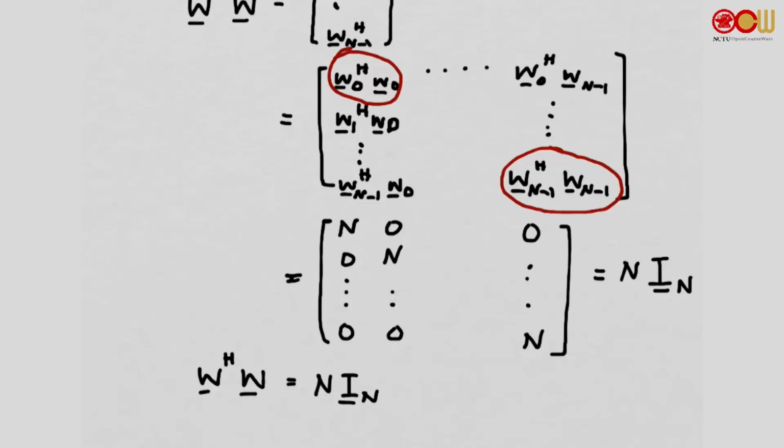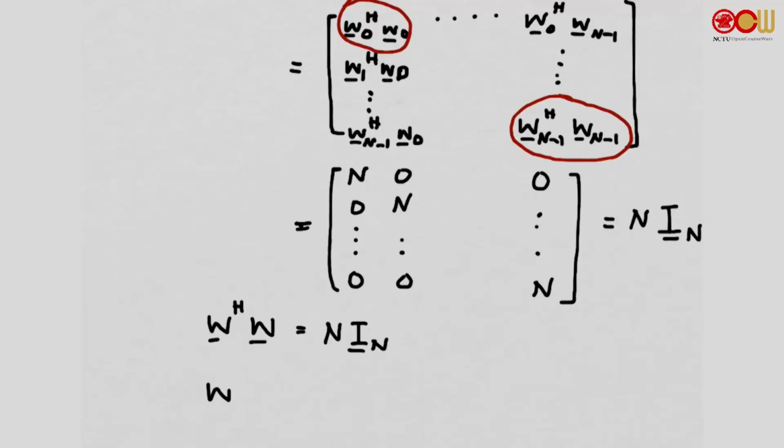So can we determine the inverse of W? The inverse of W will simply be related to W Hermitian, right? But there's an extra 1 over n. What does this mean? Is it easy to get W inverse?